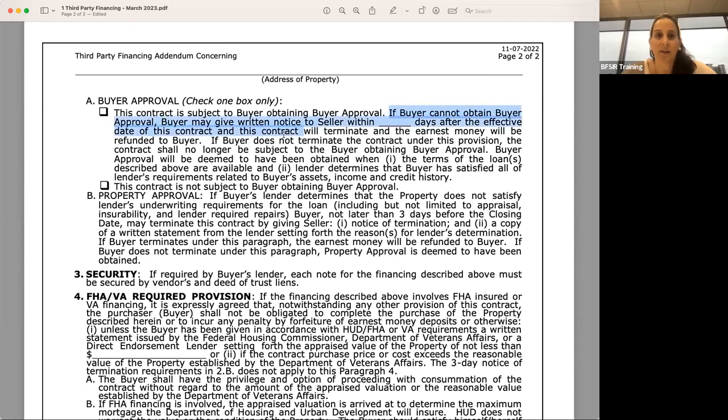Yeah, so here you can see the paragraph is clear. If buyer cannot obtain their approval, they can give written notice to seller and the contract terminates, period. This one says if buyer's lender determines that the property doesn't satisfy, buyer no later than 3 days before closing can terminate the contract by giving the written notice of termination and a copy of a written statement from the lender setting forth the reasons for the lender's determination. That language is not up here. It only is with respect to the property.